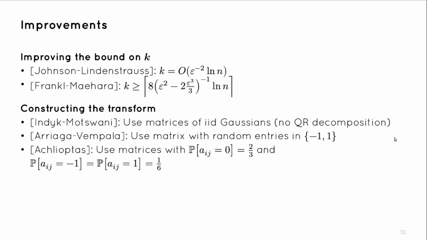But more interesting, I guess, is constructing the actual transform. We've seen how to sample a random projection onto a k-dimensional subspace, but we can maybe do a little bit better. So a nice result by Indyk and Motwani shows that you could just use a matrix of IID Gaussians, no QR decomposition needed, and use that as your projection matrix, quote unquote, and that's also fine.